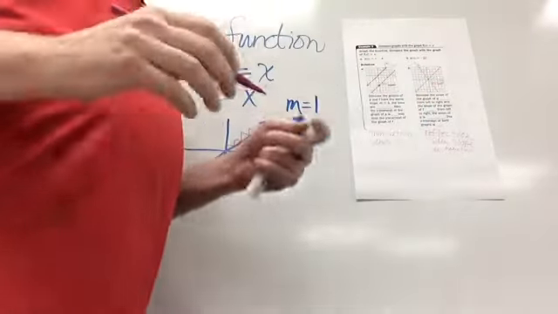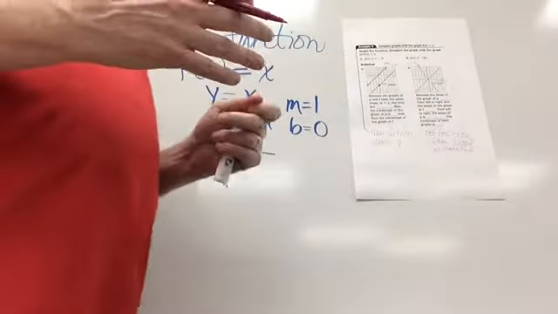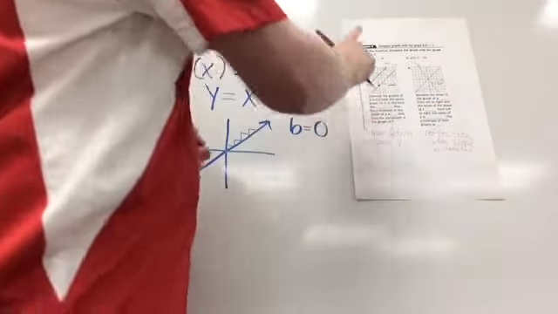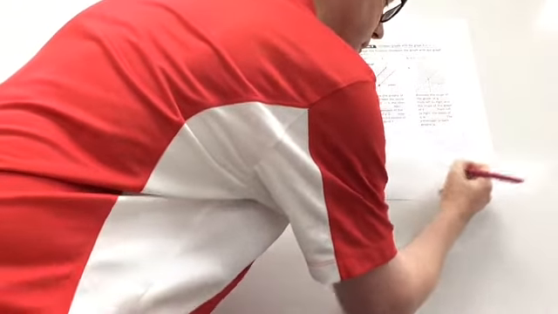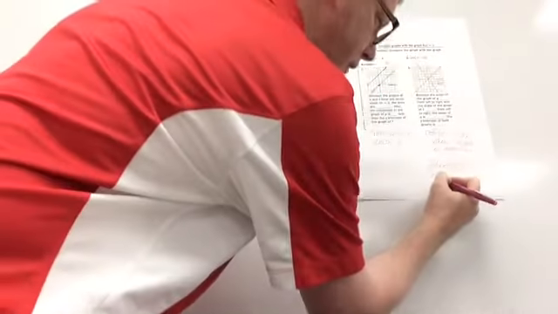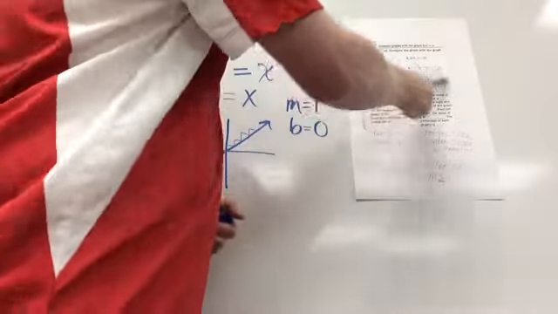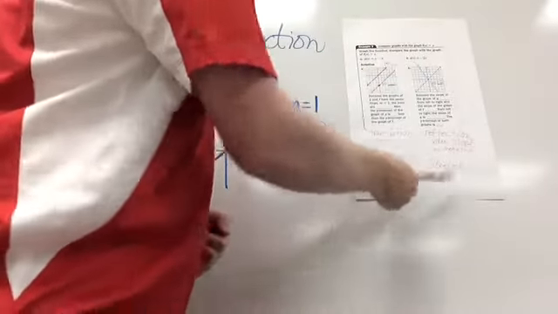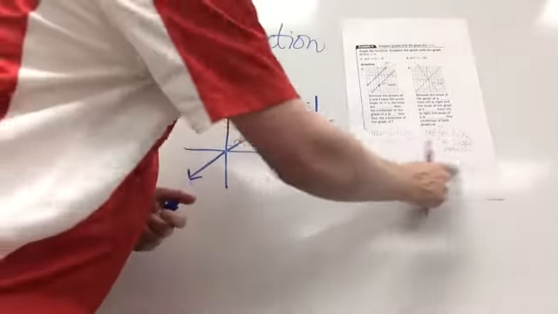Now I look at the absolute value of that slope, and I see that the absolute value of -2 is +2. So anytime my slope is bigger than 1, we also call that a stretch. The absolute value of m is greater than 1. So if the slope of my other line is greater than 1, or the absolute value is greater than 1, then it's called a stretch.